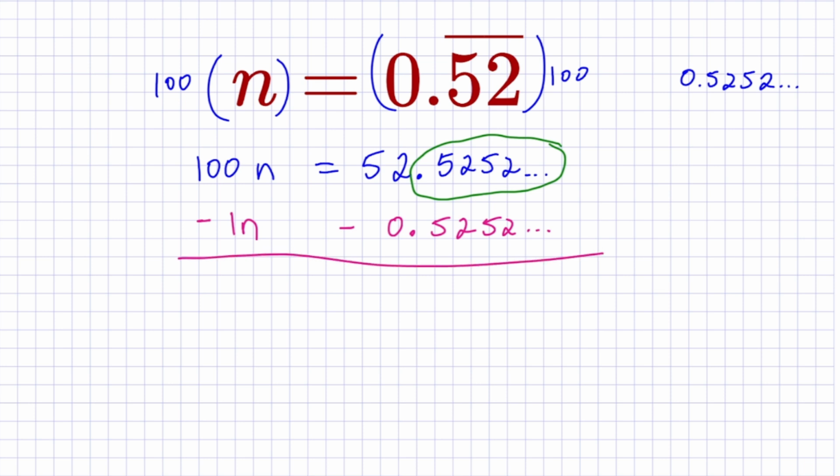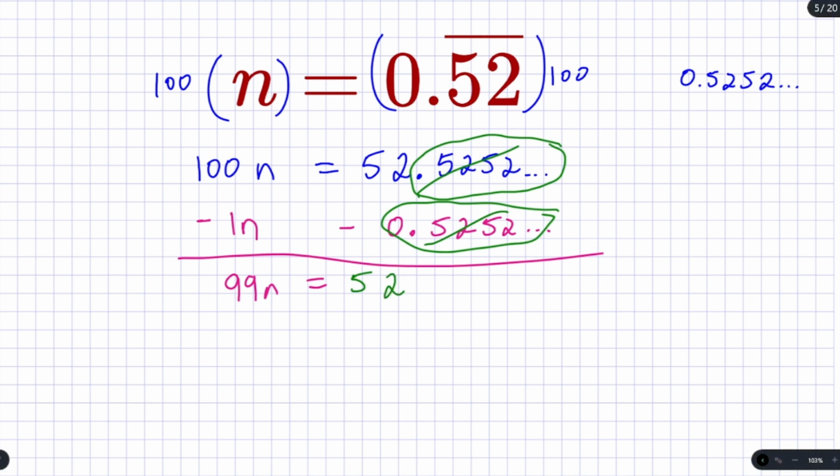Now we have left 100n minus 1n is 99n, and this repeating decimal will cancel out, leaving you with just 52. Now that we have eliminated the repeating decimals, we can finish solving for n. So we'll divide both sides by 99, and we get n equals 52 over 99. We should try to reduce this answer if possible, but this one is in simplest form.